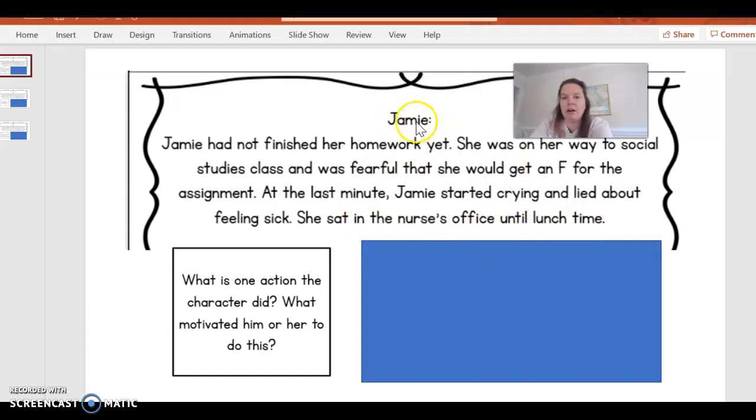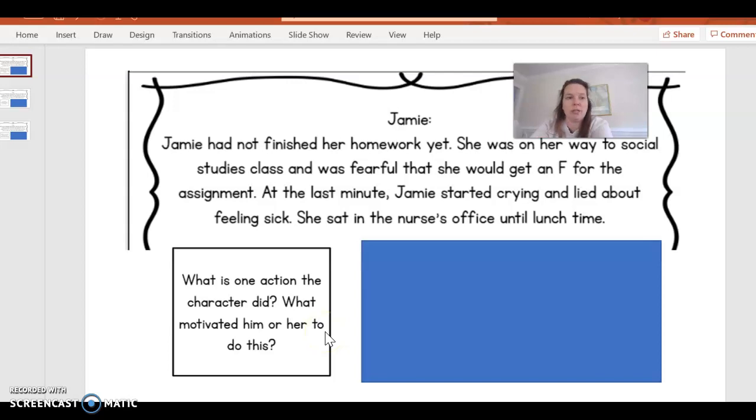Okay, so we have a character who has forgotten to do her homework. She's afraid she's going to get in trouble. She decides to lie, saying that she doesn't feel well, and she ends up going to the nurse's office. So, what is one action the character did? And what motivated him or her to do this?